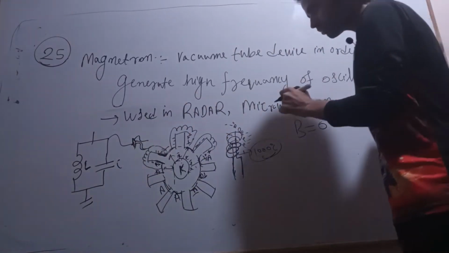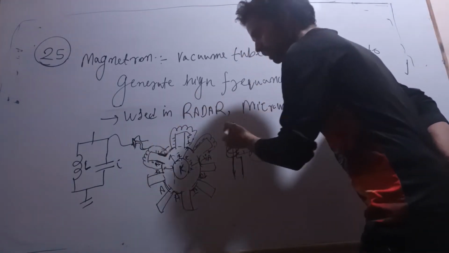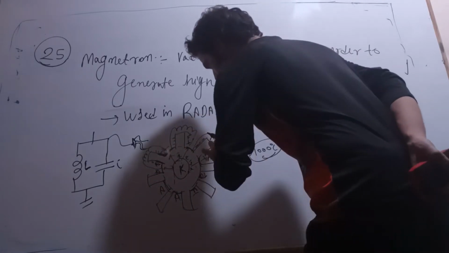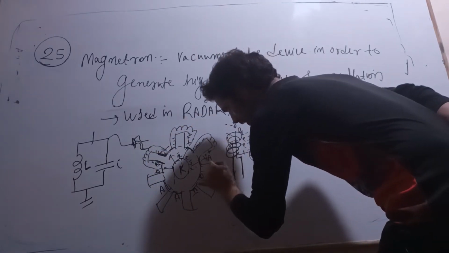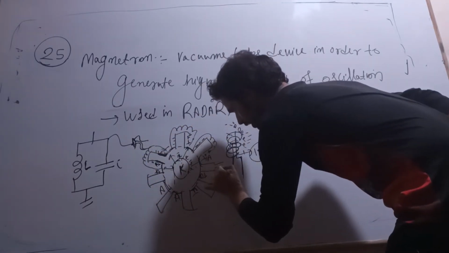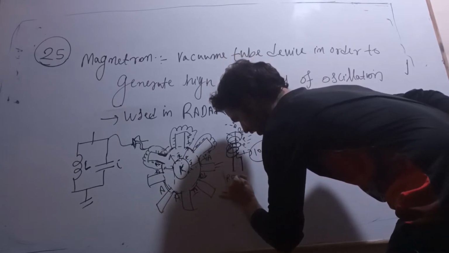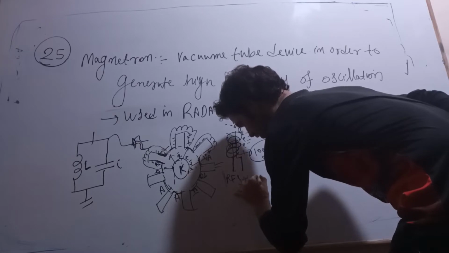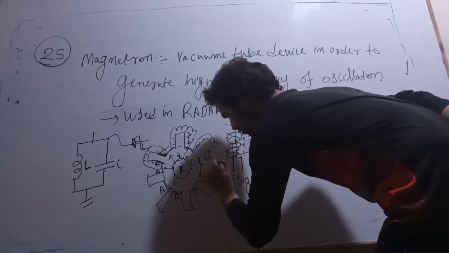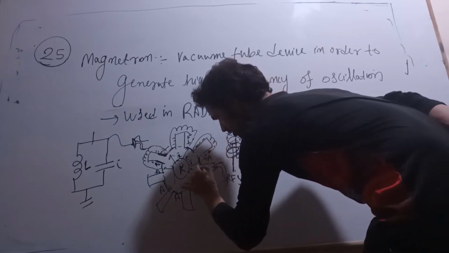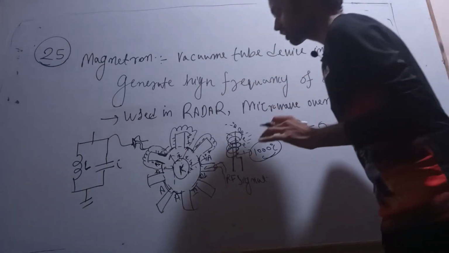Now there is no magnetic field. Now we are entering a magnetic field through one portion. We are applying RF signals. Just apply the RF signal from one portion of this cavity.